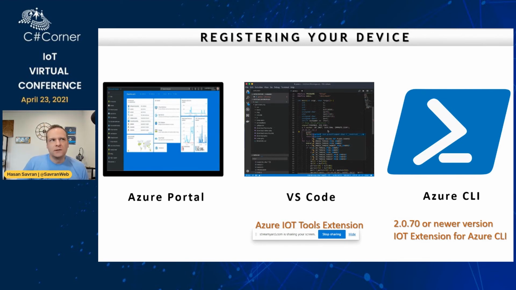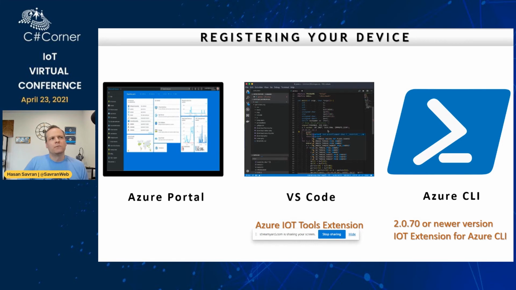If you use VS Code, there's an extension for that. It's pretty easy with that too. You just right-click on your service, and you can register an item. And the other option is Azure CLI. If you get the extension for that too, you can do it both ways.